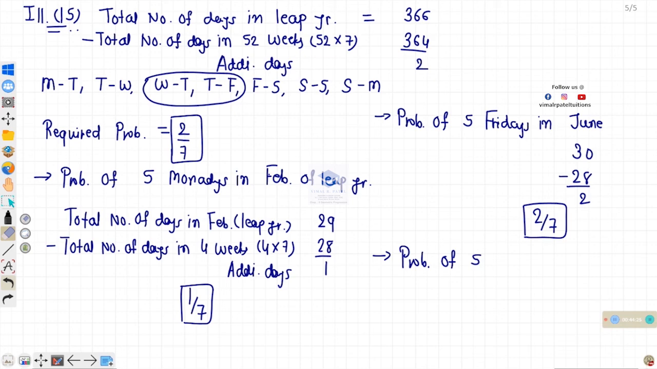હજી એક. Probability of 5 Fridays, Tuesdays in December, October, January, ये भी 31 days वाला मंथ है. तो total number of days 31. Total number of days in 4 week 28. Additional days 3. So probability कितनी था?